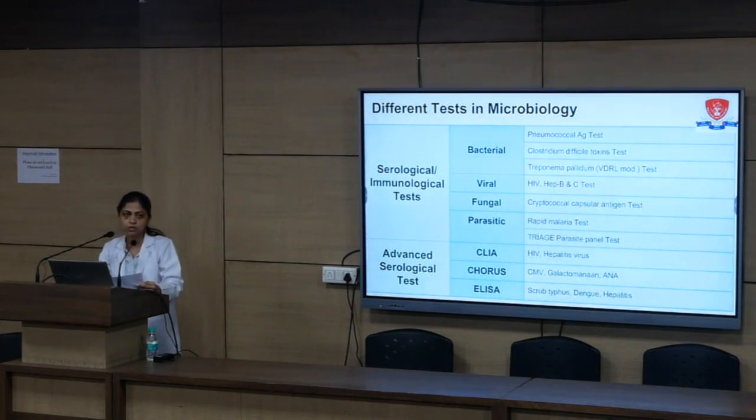But the advanced serological test gives us semi-quantitative results, which means it gives us a range of antigen or antibodies, or a quantitative measurement of antibodies. For example, in case of HIV, if the result comes indeterminate in the initial test, then we confirm it by CLIA.